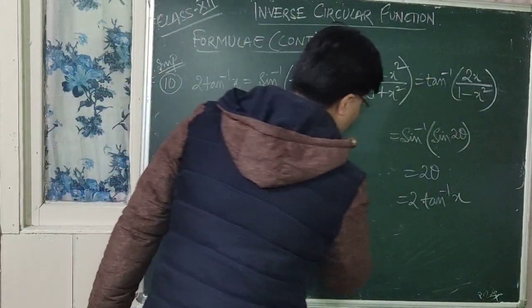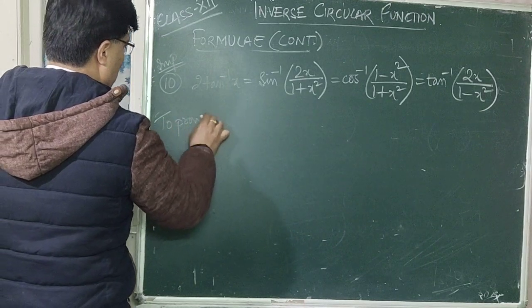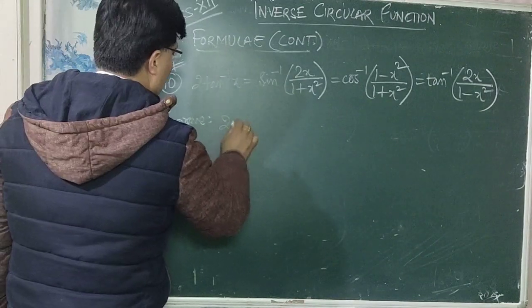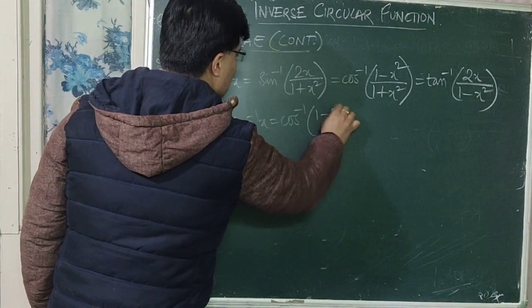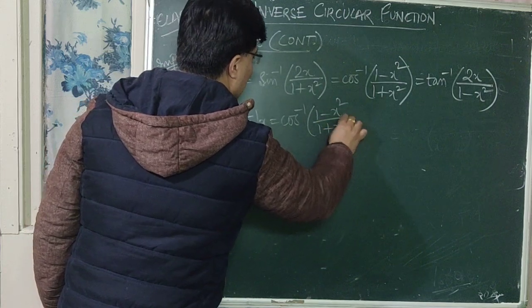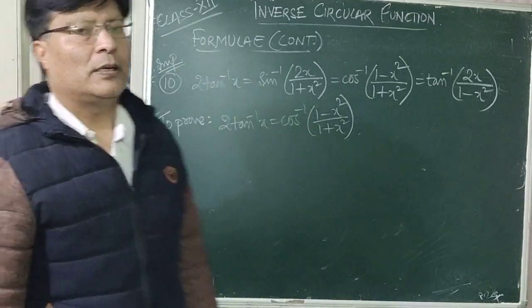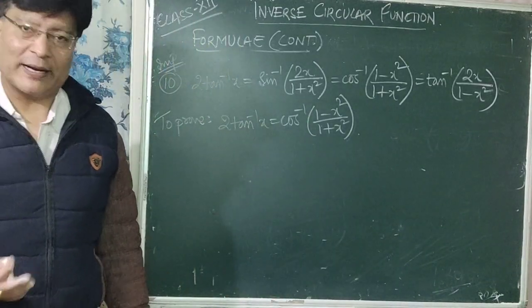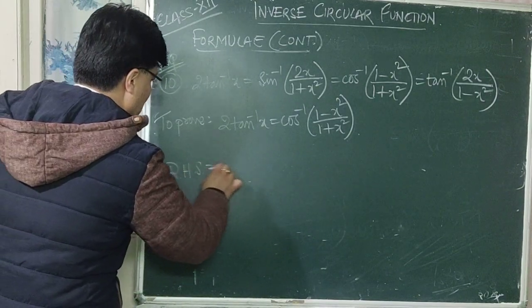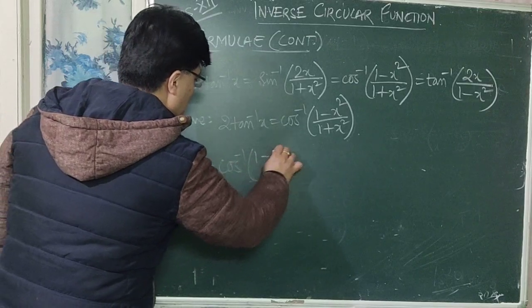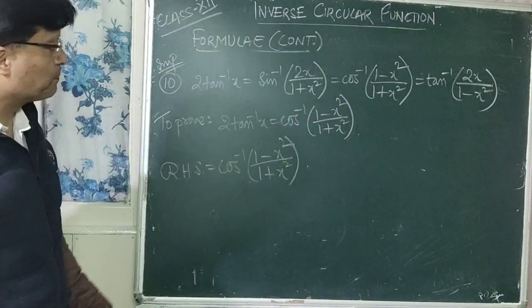So write down again to prove first is equal to third. To prove 2 tan inverse x is equal to cos inverse 1 minus x square upon 1 plus x square. Okay? Now let us prove it from right hand side here also. So RHS is equal to cos inverse 1 minus x square upon 1 plus x square, right?